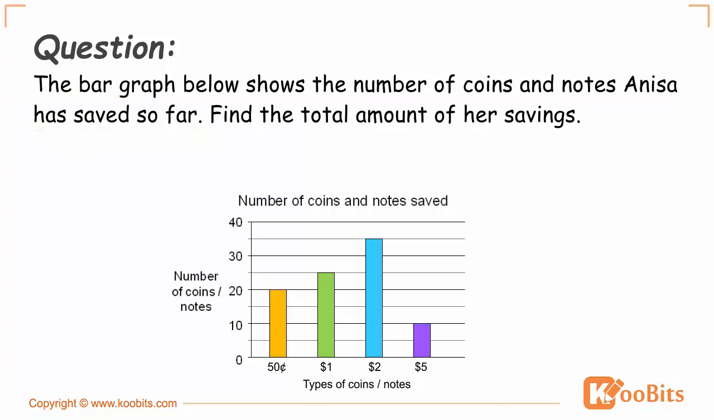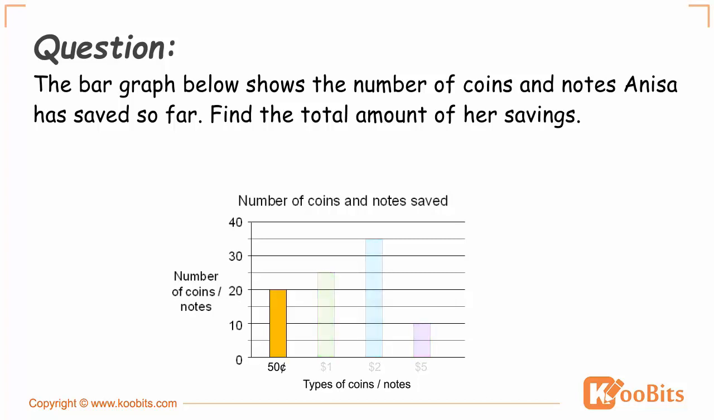Let's look at the bar graph given. How many bars are there in the graph? Yes, 4 bars. What does each bar represent? That's right, each bar represents a different type of note or coin.